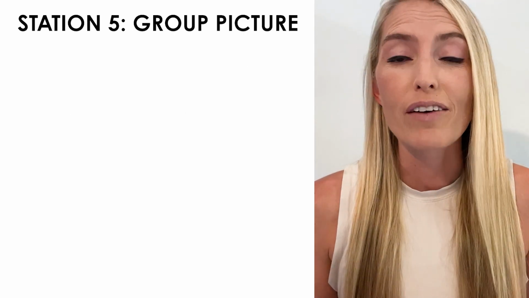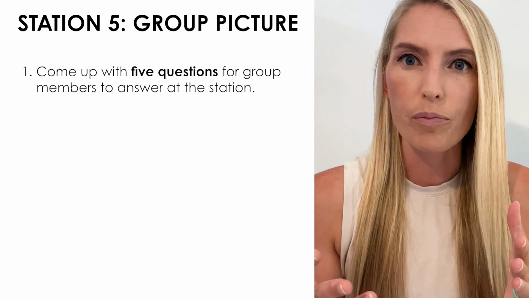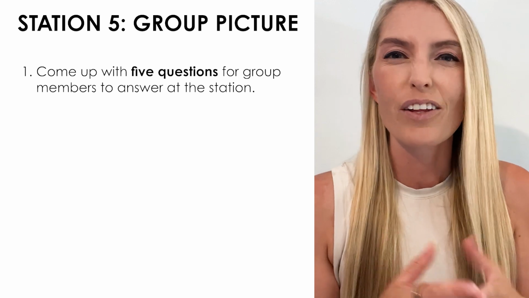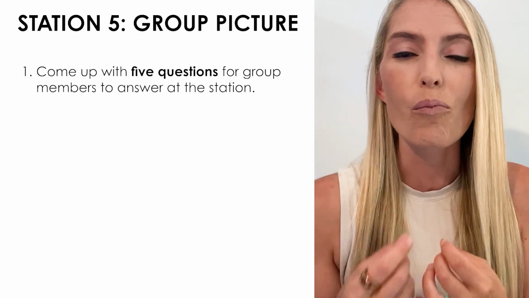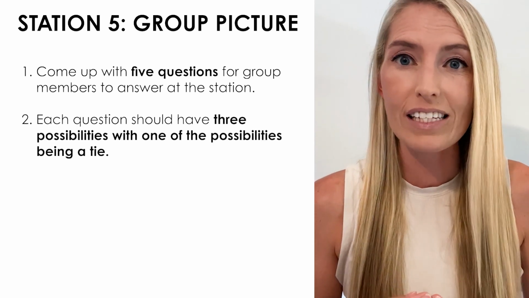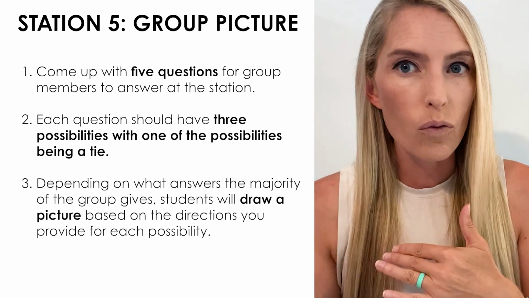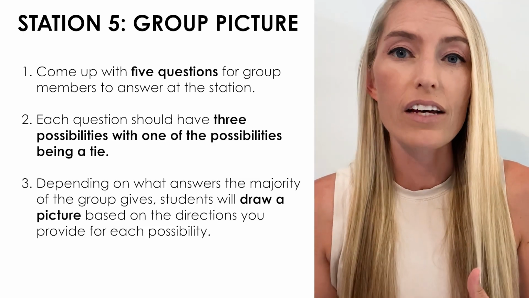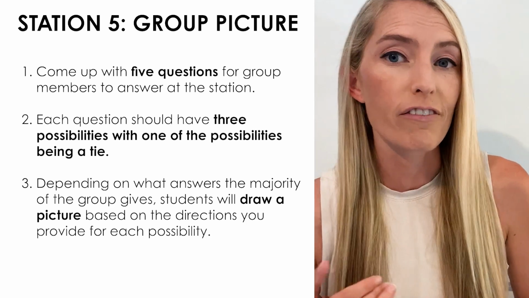All right, station number 5, this is Group Picture. So you want to come up with 5 questions for group members to answer at this station. The questions can be lighthearted, they can be silly, they can encourage students to get to know more about each other. And each question should have 3 possibilities, with one of the possibilities being a tie. So depending on what answer the majority of the group gives, students will draw a picture based on the directions you provide for each possibility.